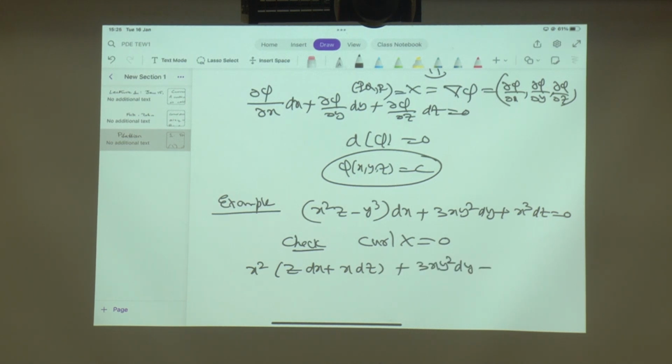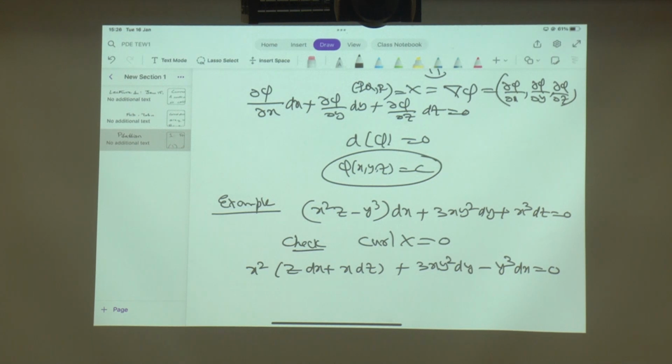There is no algorithm to find that phi. At least in two variables we have an algorithm to find it, the integrating factor, all that we can find. But here you can't. So you have got this.